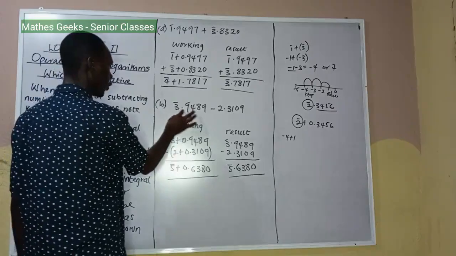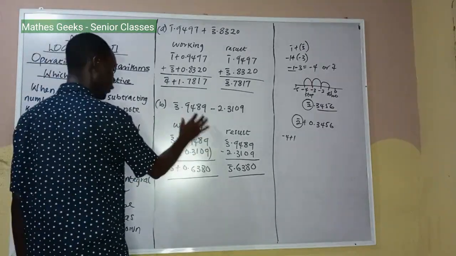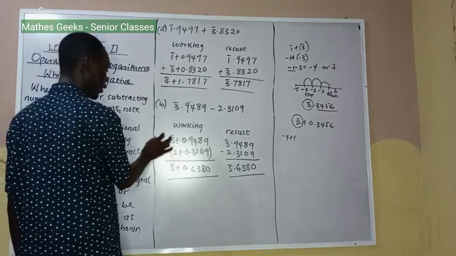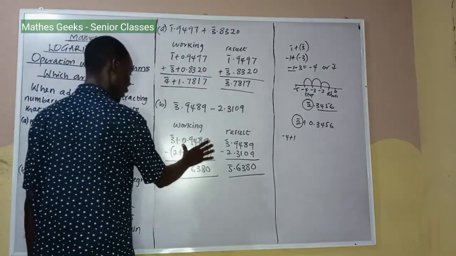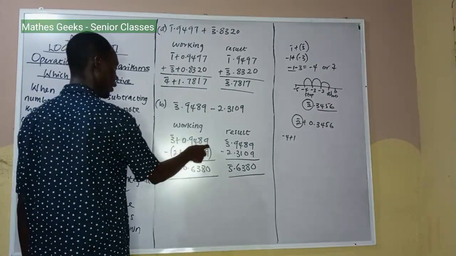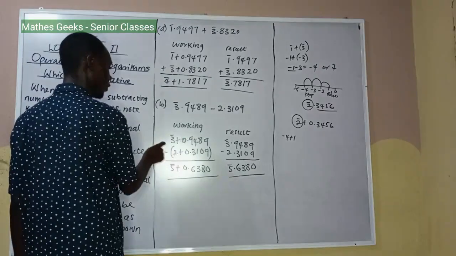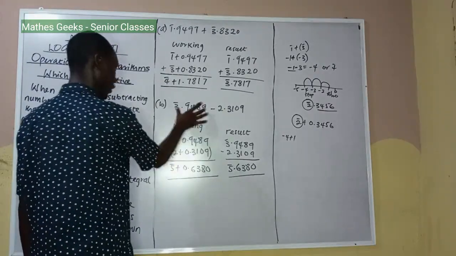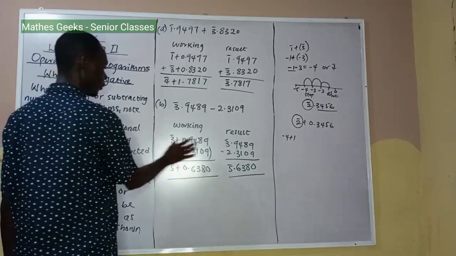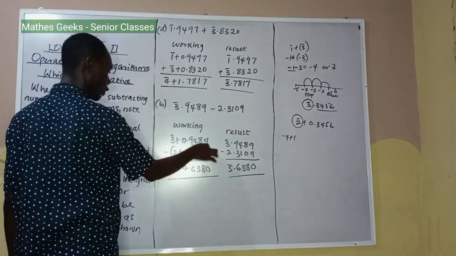Bar 3.9489: since only the characteristic is negative and the mantissa is positive, we have to show it in a way that only the characteristic is negative, but the mantissa is positive, by saying bar 3 plus 0.9489. So by the time you add bar 3, or minus 3, plus 0.9489, you have minus 3.9489, which is exactly what we have here. Then this part here, 2 is positive, so minus 2 plus 0.3109.